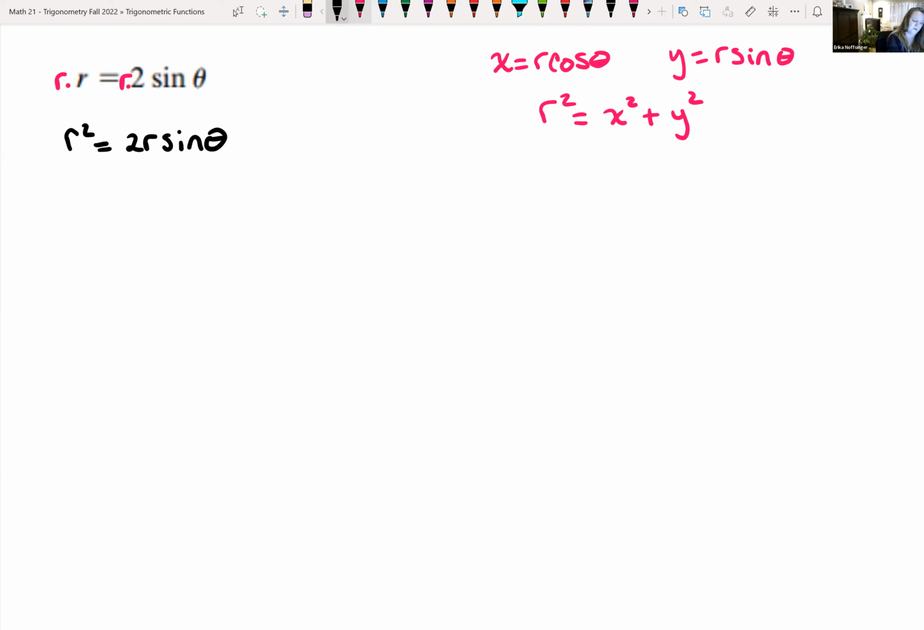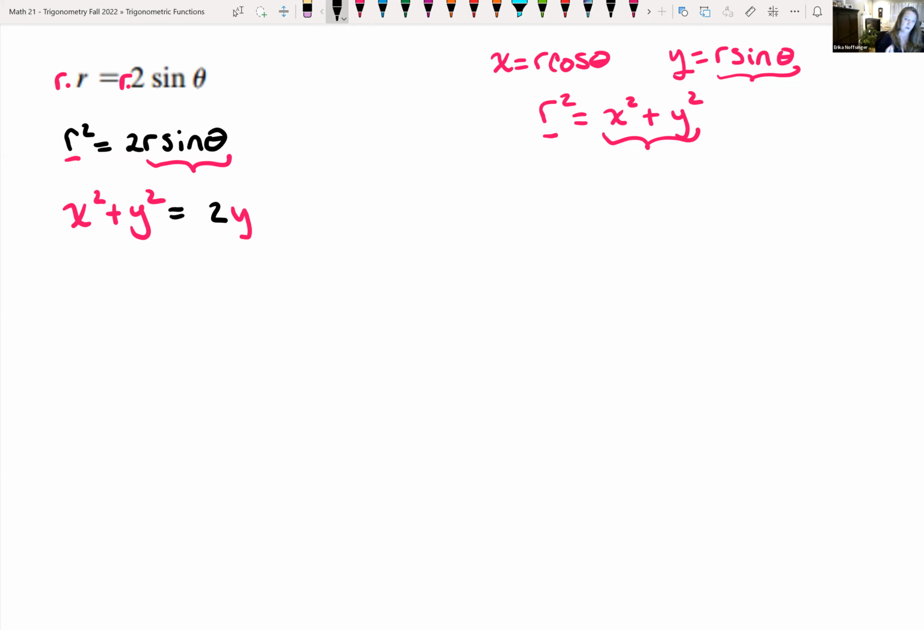Well, we know from over here and just restating it that r squared is equal to x squared plus y squared. So let's rewrite this. r squared is x squared plus y squared. This is equal to 2, but I also see r sine theta, and r sine theta over here is equal to y. So let's replace that r sine theta with y.